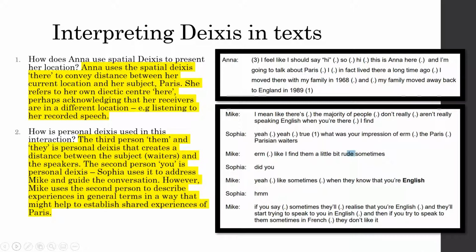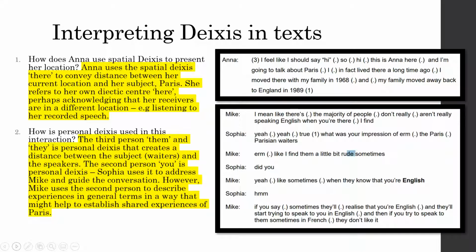Right, welcome back. You'll have noticed that Anna used two spatial Deixis terms. She used there to convey, I guess, a distance between her location and her subject, Paris. If she'd been speaking in Paris, she would have said here. So we can interpret her use of Deixis to suggest where she's speaking from. She also has this curious introductory sentence. I feel like I should say hi, so hi, this is Anna here, and I'm going to talk about Paris.